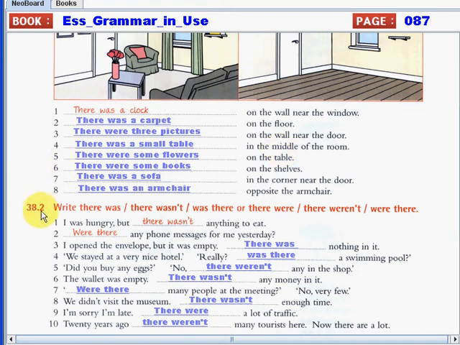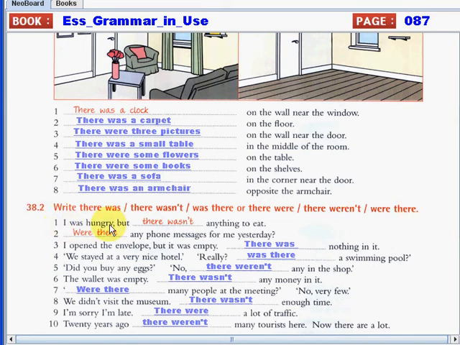Okay, so 38.2, write there was, there wasn't, a contraction of there was not, and was there. We use was there when we are asking for a singular object or subject. Or there were, there weren't, a contraction of there were not, and were there. We use were there when we are asking about some subjects in plural form or many. Okay, so let's start. Number 1.